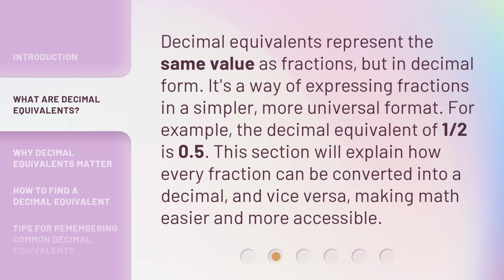Decimal equivalents represent the same value as fractions, but in decimal form. It's a way of expressing fractions in a simpler, more universal format. For example, the decimal equivalent of 1/2 is 0.5. This section will explain how every fraction can be converted into a decimal, and vice versa, making math easier and more accessible.